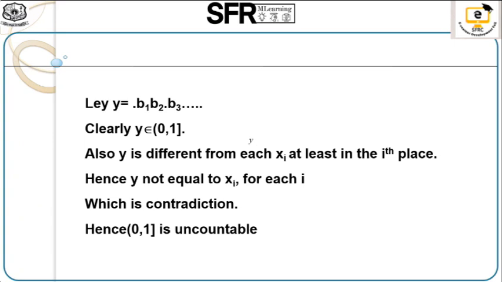Suppose we take the second place or third place, so x3, third place means x3, y is different from each xi at least in that ith place. Hence, y is not equal to xi for each i, which is a contradiction to our hypothesis. Now, assume that the set A is a countable set. We get a contradiction, hence the open interval (0,1) is also an uncountable set.